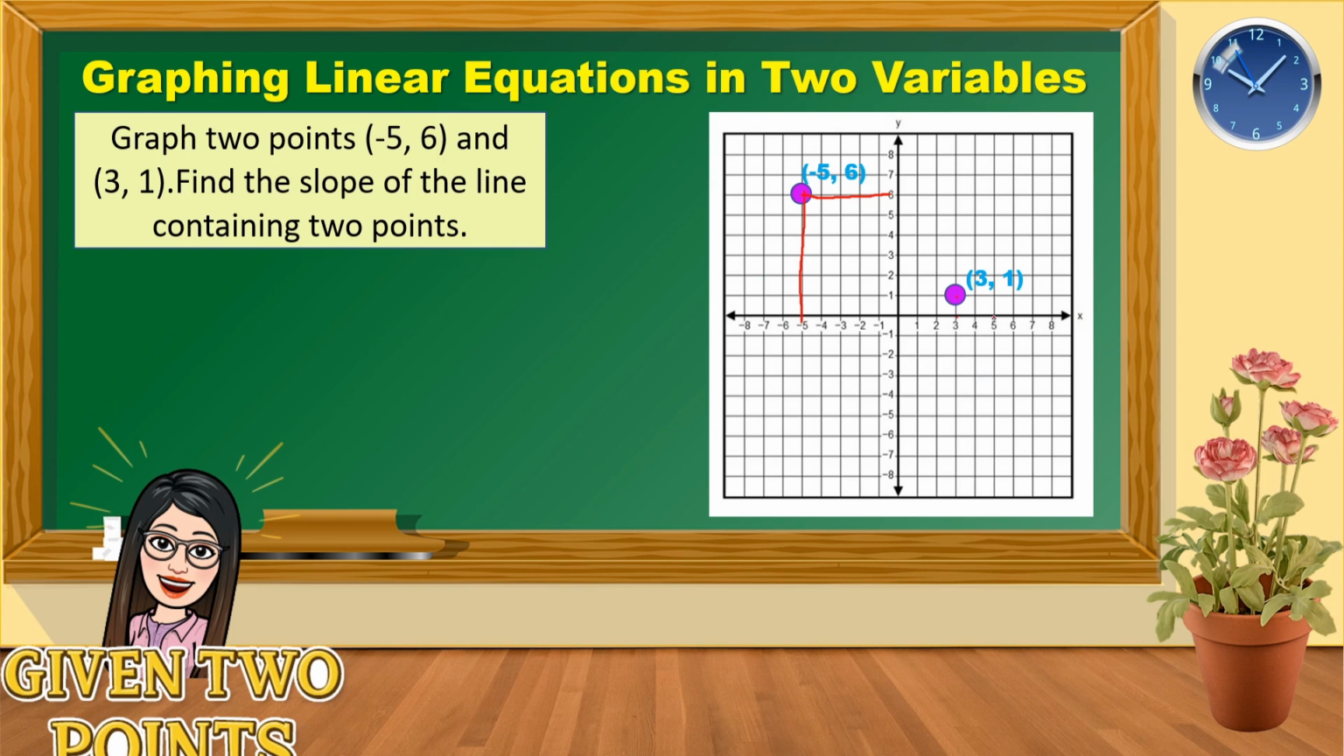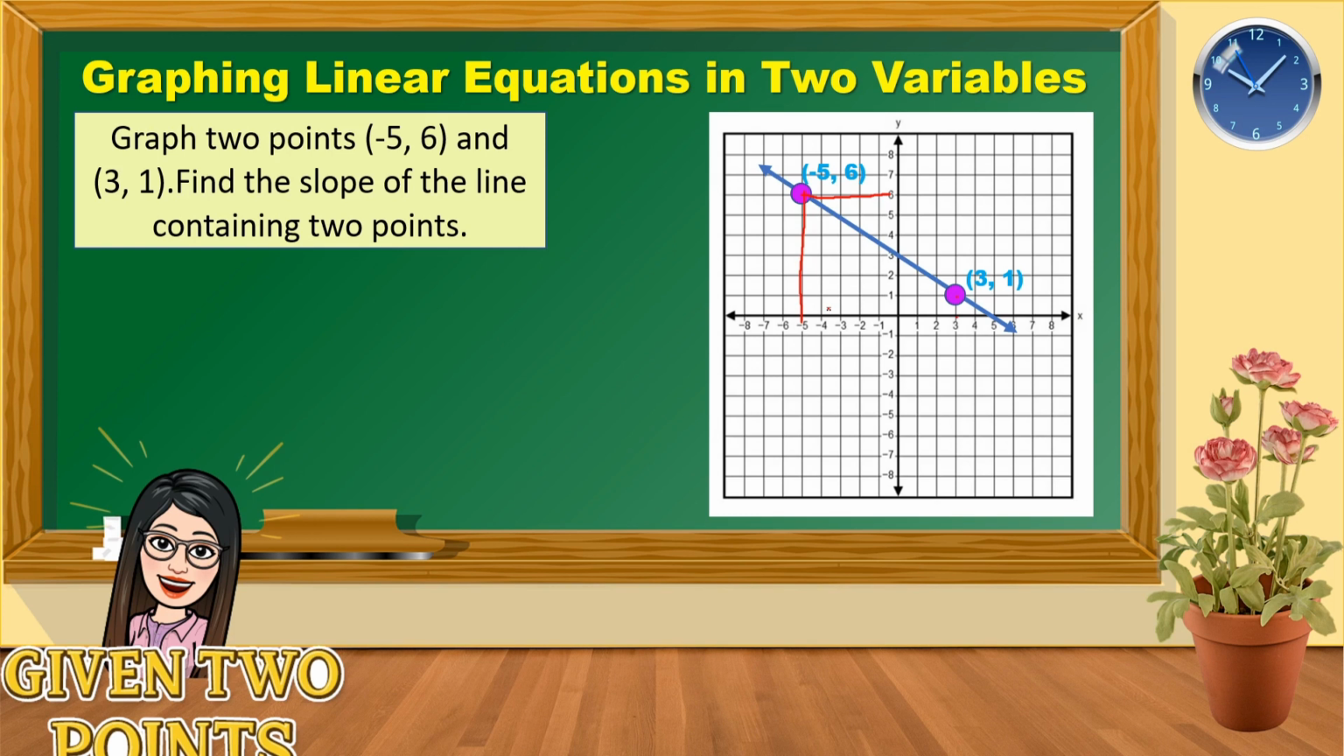Okay, since meron na tayong 2 points, we can now construct a line. So, therefore, magkakaroon na tayo ng graph niyan. So, tandaan, 2 points determine a line. So, we will just connect the points. There you go. And this is now the graph of our linear equations given negative 5, 6, and 3, 1 as our points.